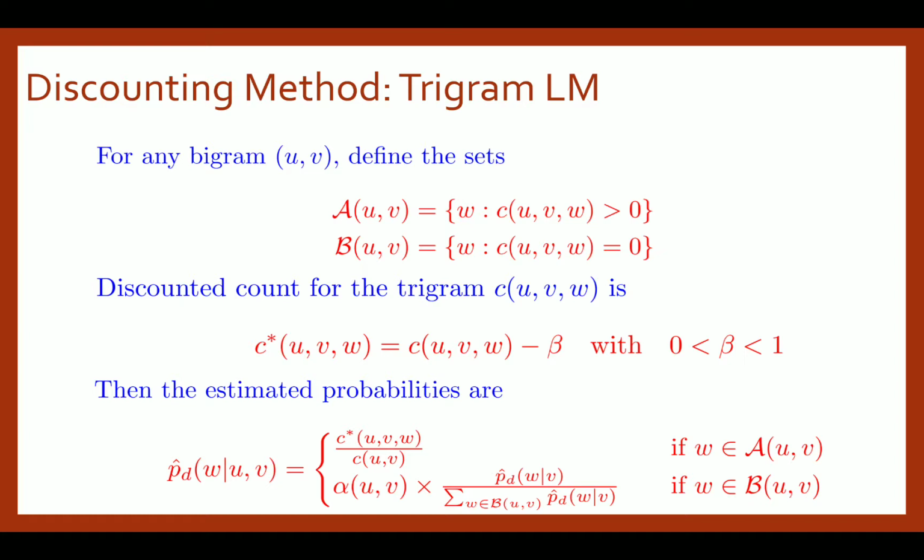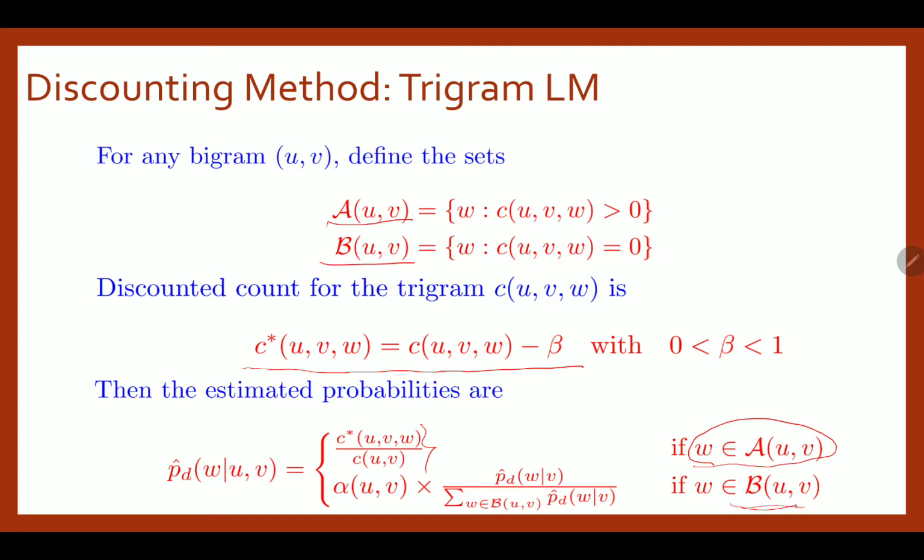The only thing is that you now have to do it recursively. For the trigram, you have to look at the bigram as a context, and then for the corresponding set you have to make the sets A and B, and then have this kind of discounted count. And for all the cases where the W belongs to the set A, you have a simple expression similar to the maximum likelihood estimate, and whatever the missing probability mass is gets distributed among all those cases where the count is 0 in a very similar way.